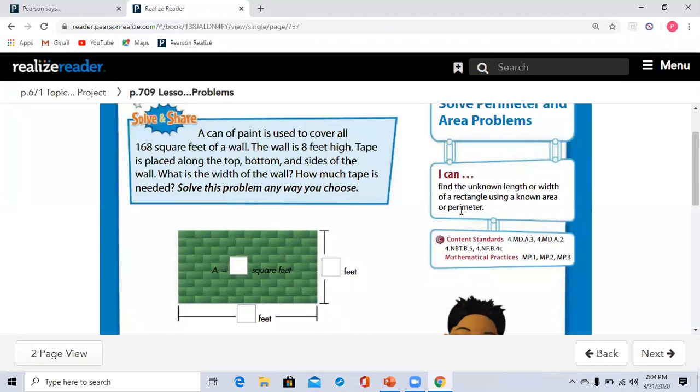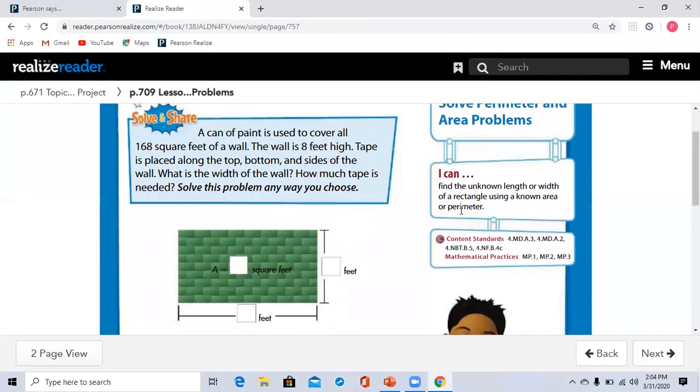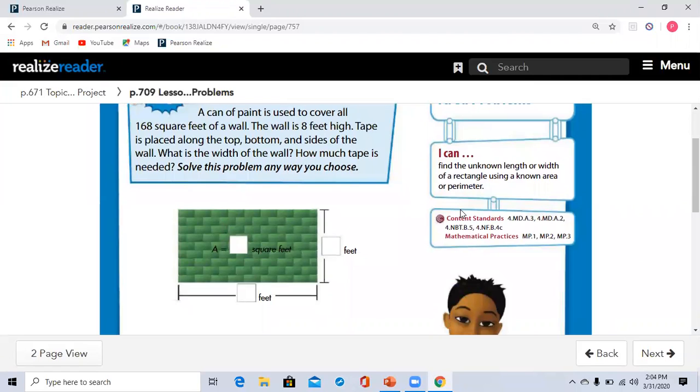In this session we will be doing lesson 13.6 and solve perimeter and area problems. If a can of paint is used to cover all 168 square feet of a wall, the wall is 8 feet high. Tape is placed along the bottom, top and the sides of the wall. What is the width of the wall and how much tape is needed?